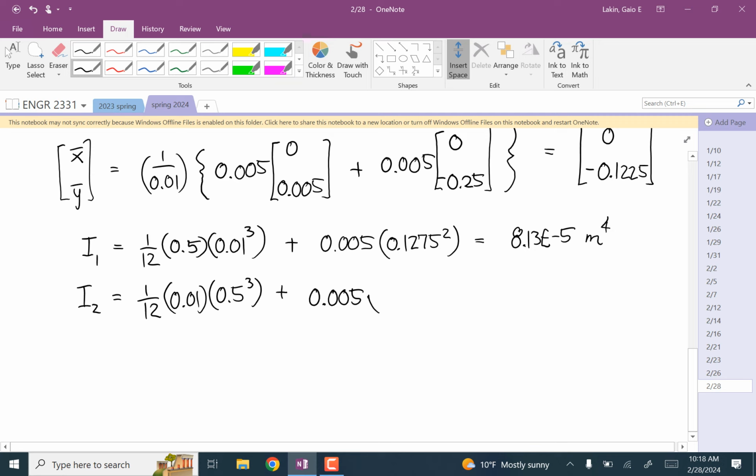So I guess because those two rectangles have the same shape, this distance is the same, 0.1275 squared. But you can just subtract to get that. And for this one, you get 18.53 times 10 to the minus 5.